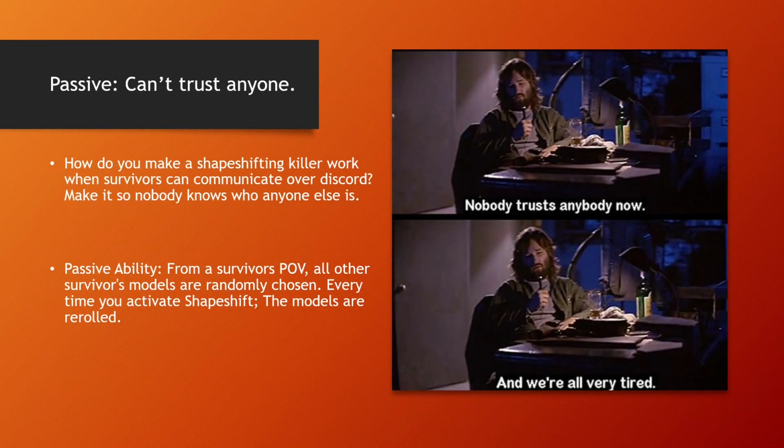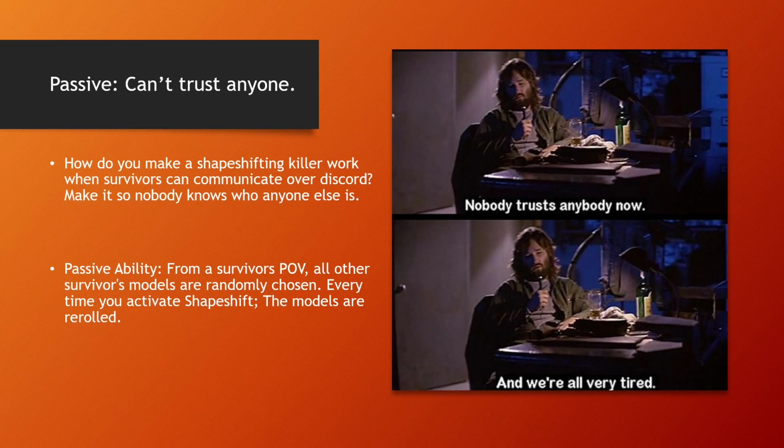So, before we get started on its main ability, we gotta talk about its passive, which is can't trust anyone, which is named after Kurt Russell's line in the movie where he's talking into his little recording device while drinking J&B, and he says, "Nobody trusts anyone now, and we're all very tired."